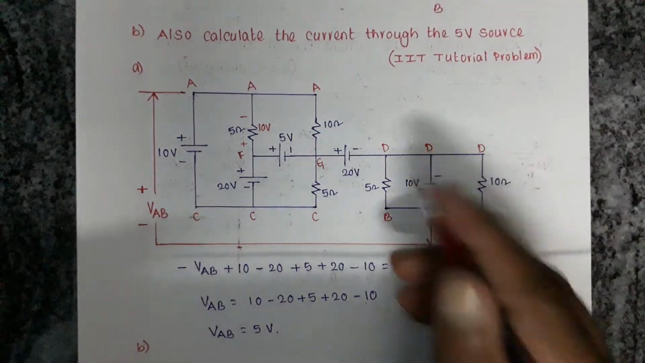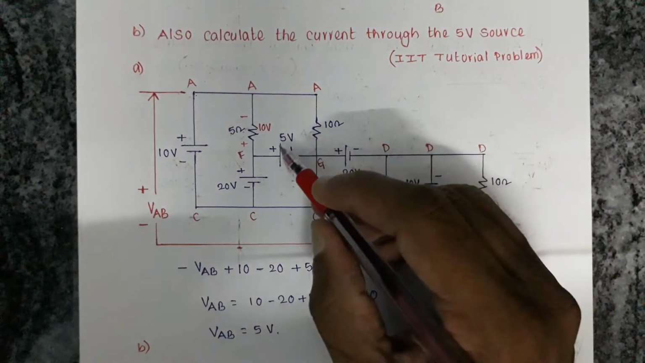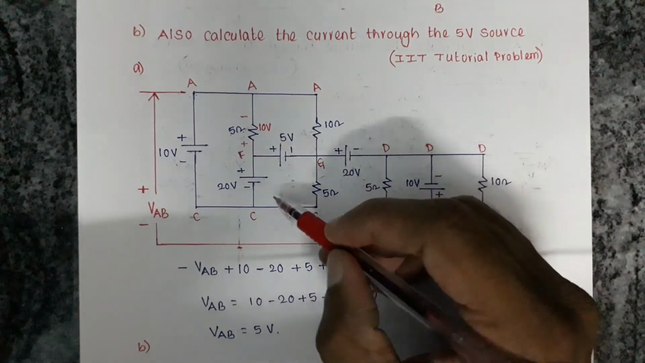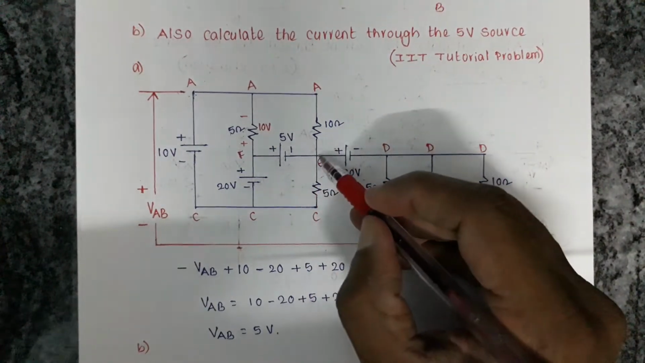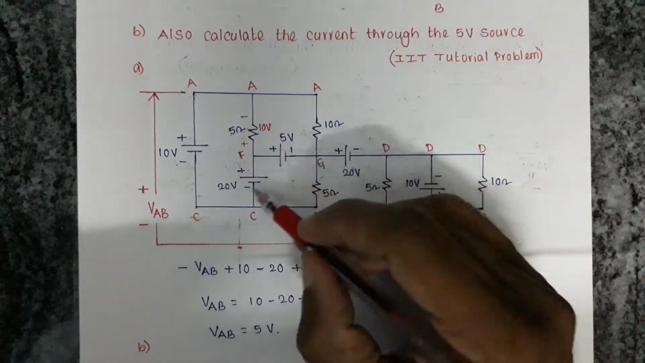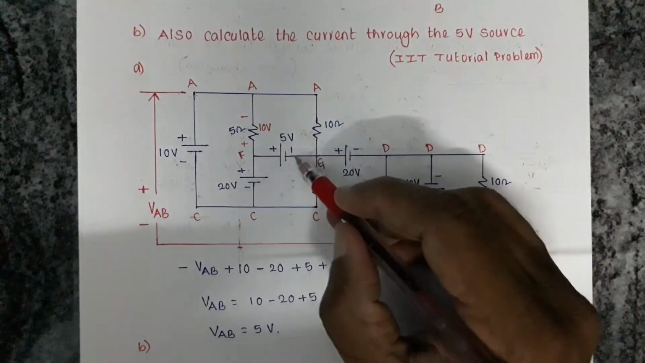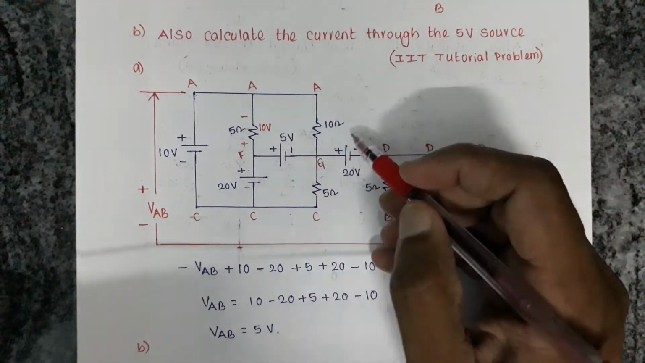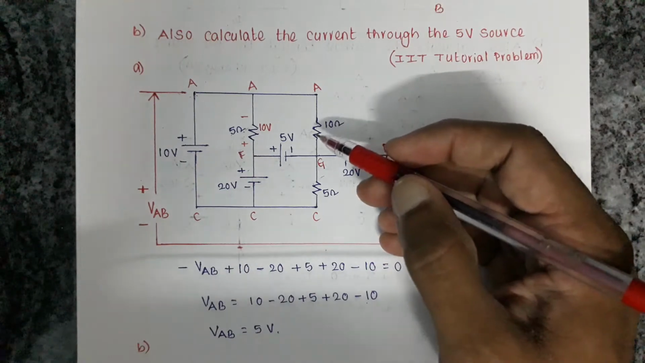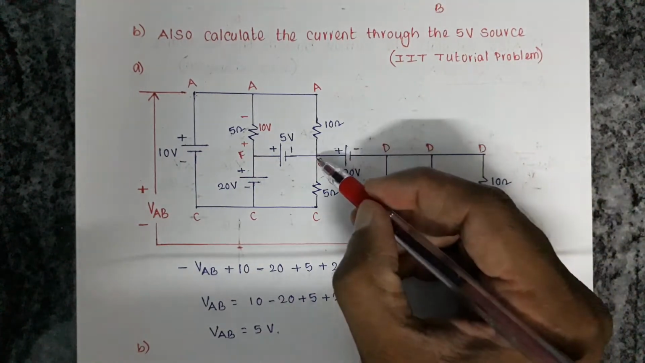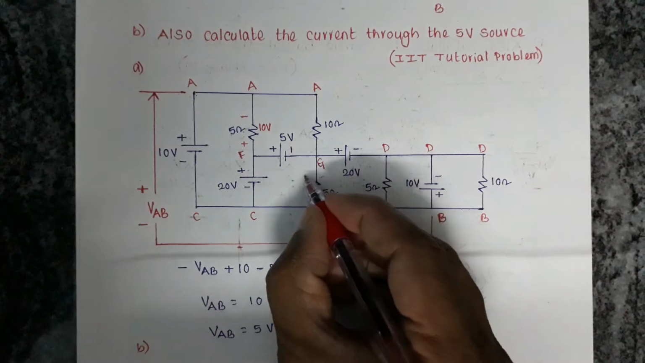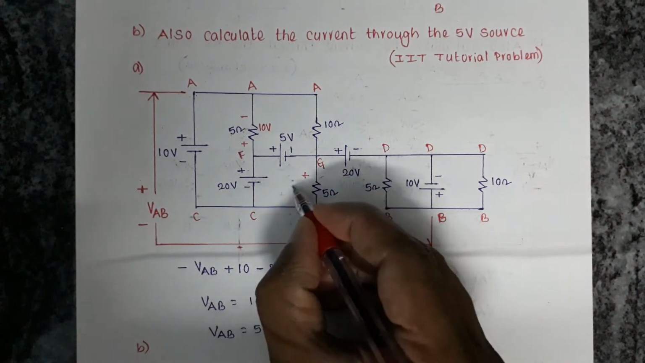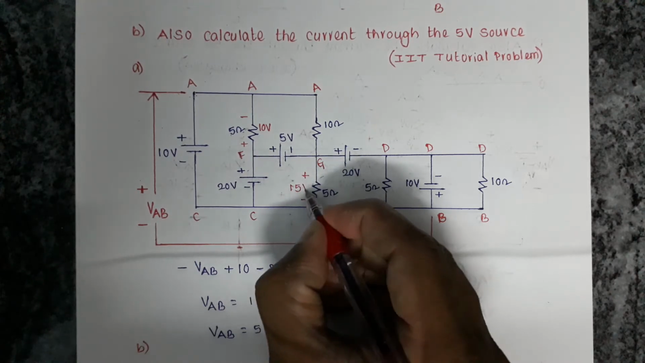Similarly, we can solve this problem. Here, from G to C, the voltage is minus 5 plus 20, which altogether comes as 15. So from G to C the voltage should be 15, so plus or minus 15 volts.